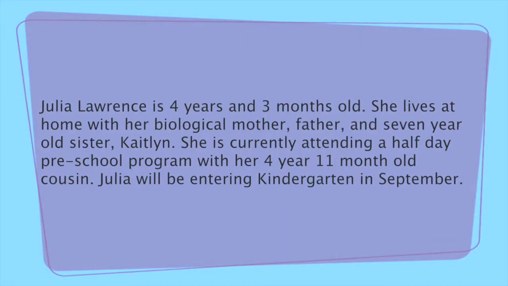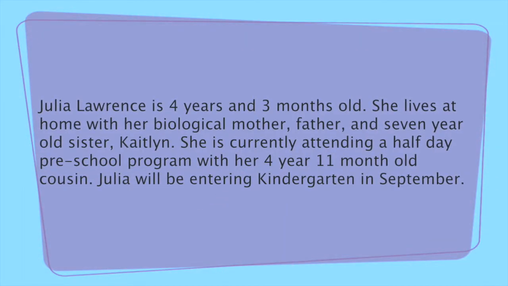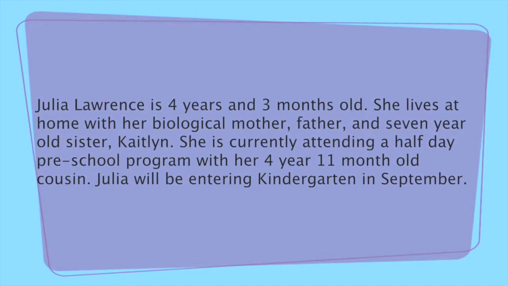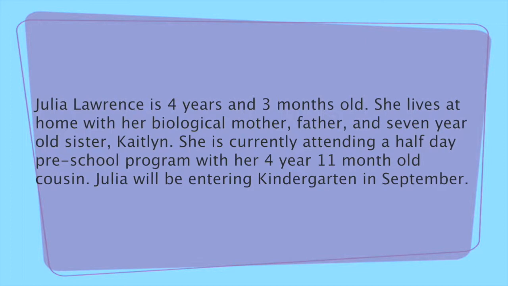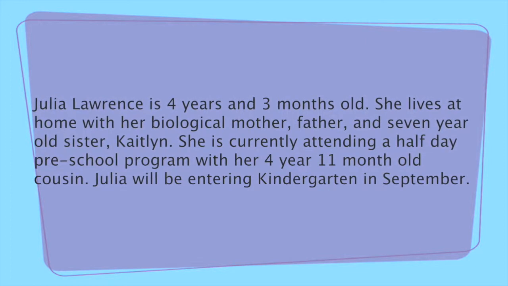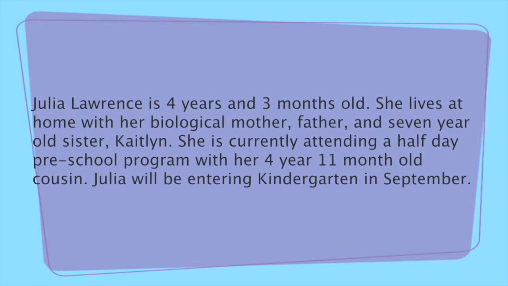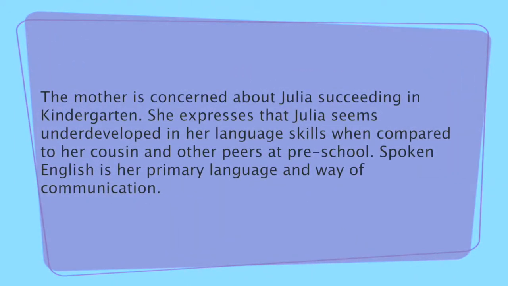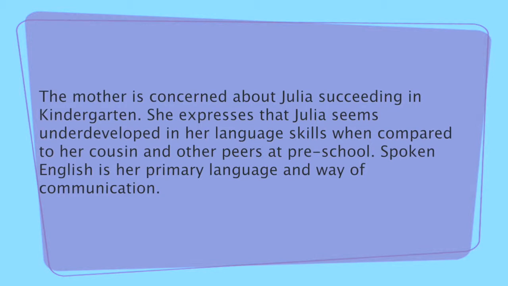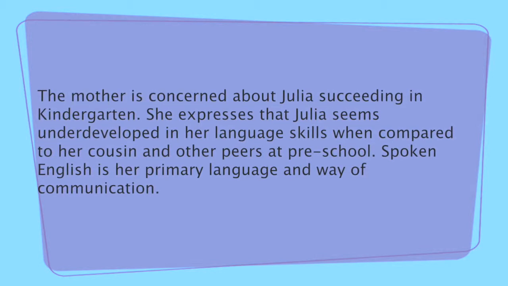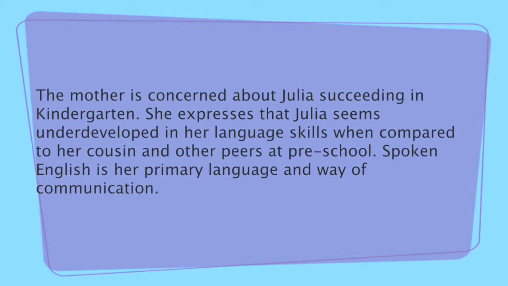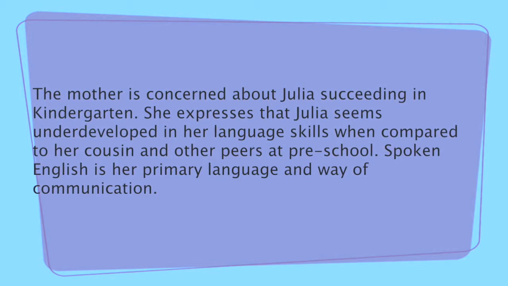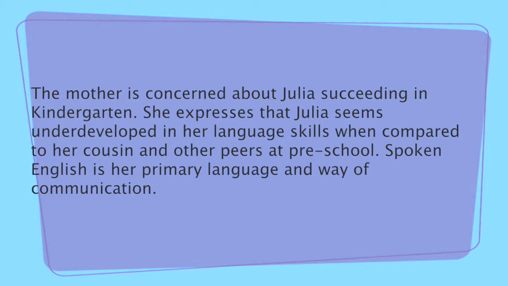Julia Lawrence is 4 years and 3 months old. She lives at home with her biological mother, father, and 7-year-old sister, Caitlin. She is currently attending a half-day preschool program with her 4-year-11-month-old cousin. Julia will be entering kindergarten in September. The mother is concerned about Julia succeeding in kindergarten. She expresses that Julia seems underdeveloped in her language skills when compared to her cousin and other peers at preschool. Spoken English is her primary language and way of communication.